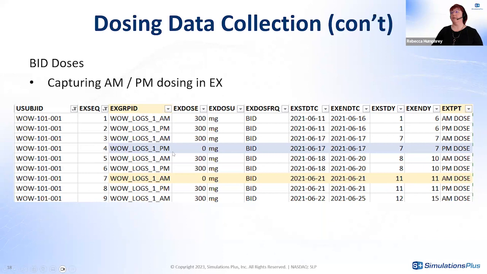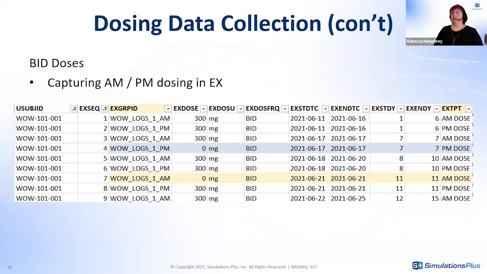And this fourth record represents a skipped dose. So on 6/17, they had a dose of 300, but then they skipped a dose as well on that day. So from this, it looks like the skipped dose was the PM dose.